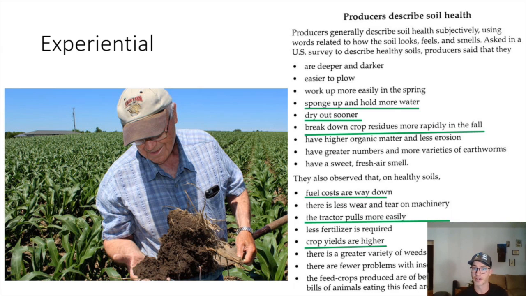They said that their healthier soils sponged up and held more water, but they also dried out sooner in the spring. Their crop residues broke down more rapidly in the non-growing season. But also, kind of more indirectly, their fuel costs are way down. Their tractor pulls more easily as they go through the field.